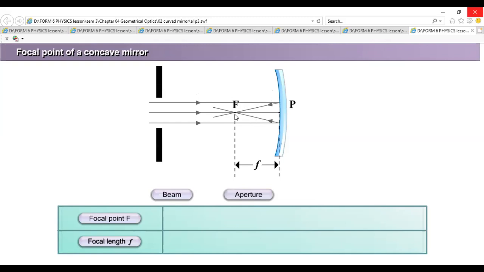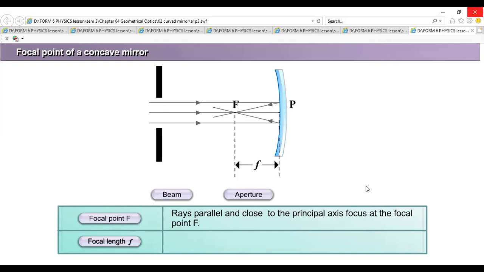So this point will be the focus, where all the light beams that pass through the aperture are reflected and focused to a point. We call this point the focal point, or focus. The rays parallel and close to the principal axis focus at the focal point F.